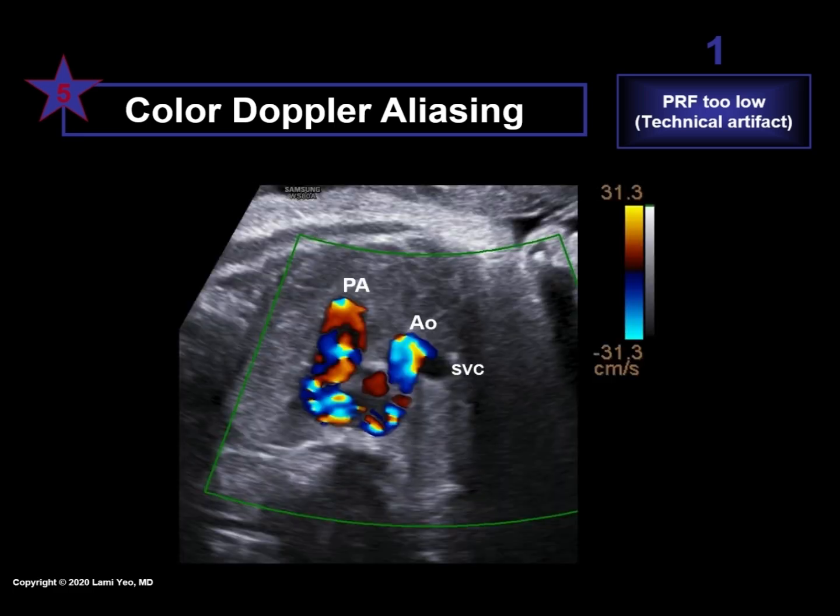This fetus has a right aortic arch and left ductus arteriosus in which the connection of aortic and ductal arches comprise a vascular ring that is U-shaped around the trachea. The transverse aortic arch is located to the right side of the trachea. Because the velocity range is set low at 31.3 centimeters per second, there is color Doppler aliasing in the great vessels.